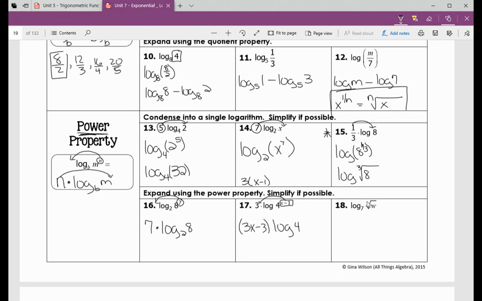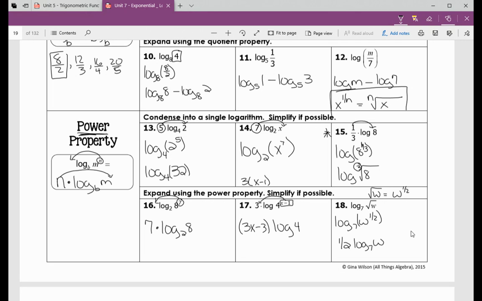Now, I see a radical, so I'm going to have to convert that to a fraction. What is the index of this radical? Because I don't see a 3. What's understood to be the index? A 2. Okay, so the square root of w turns into w to the 1/2 power. So that would be log base 7 of w to the 1/2 power. And that 1/2 will go out in front as the multiplier. So anytime you see those fractions, anytime you see those radicals, you have to relate those back together.